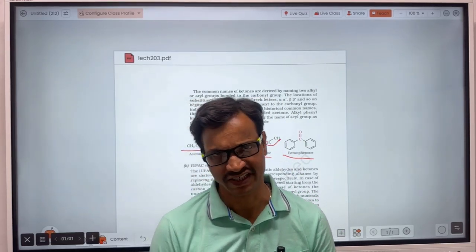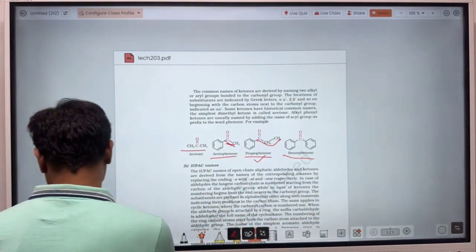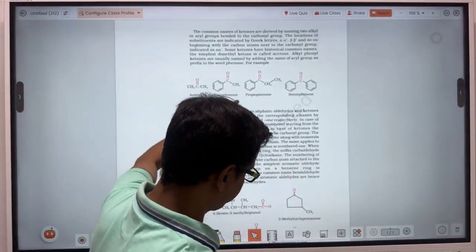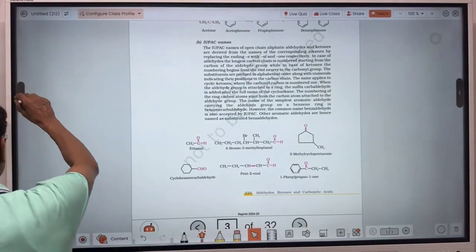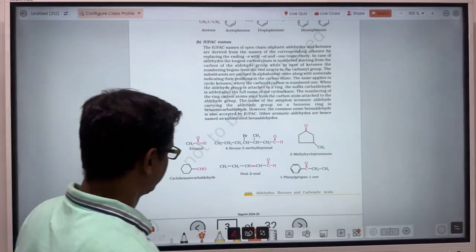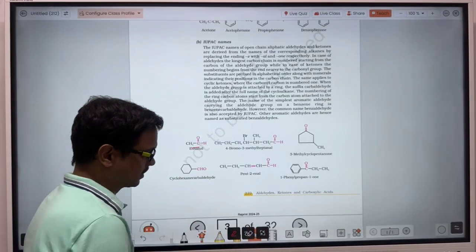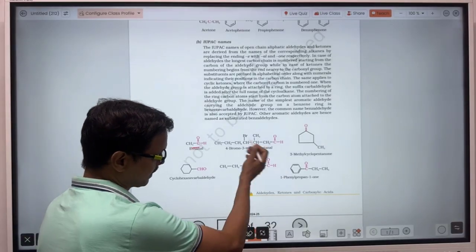So the common names have been provided. In these compounds, there are a few for which you should also consider the common name. Here, this is of 2 carbon, so that's why ethanol. Now, how to write the IUPAC name?